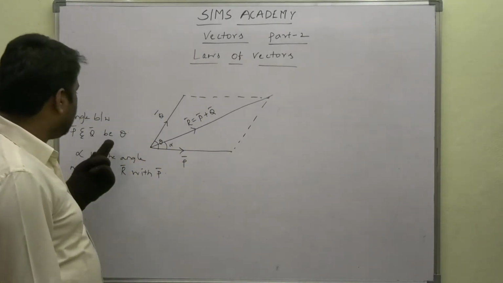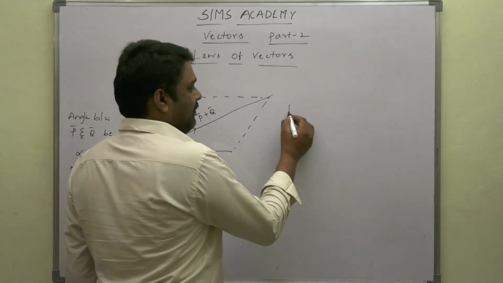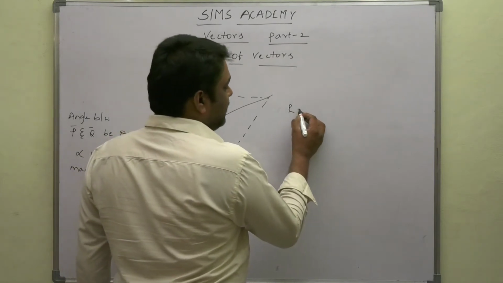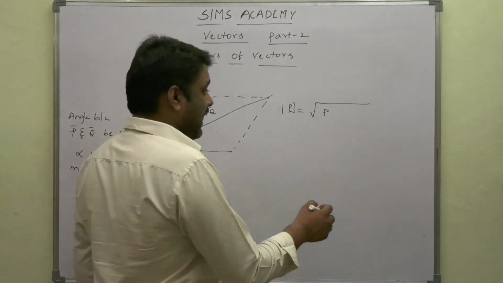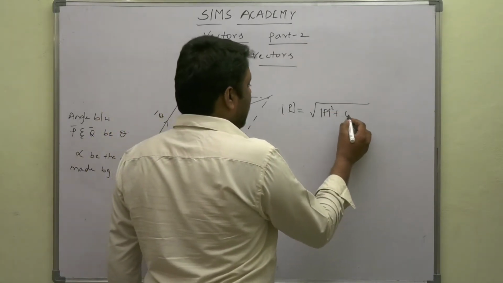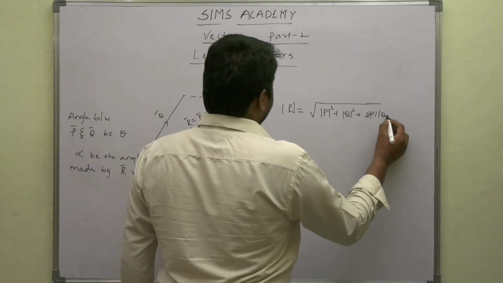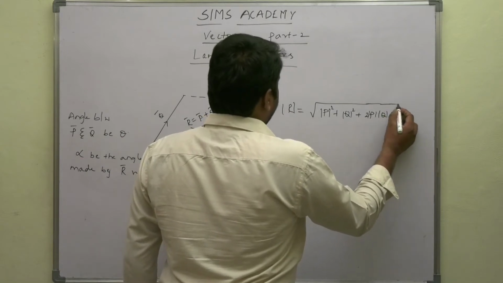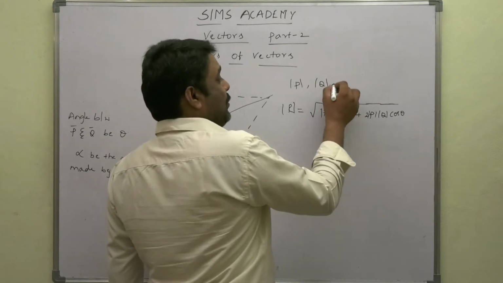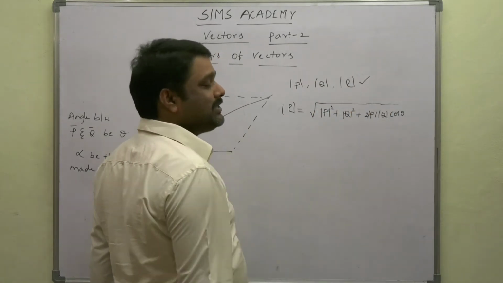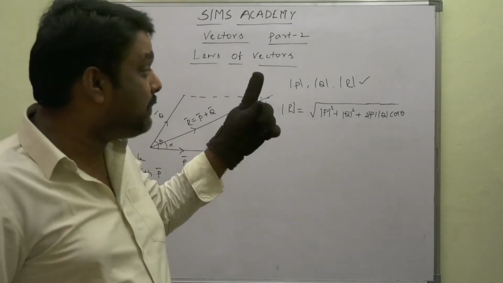Then what about the magnitude of the resultant? We have the derivation in our IPE. I am directly writing the formula. The magnitude of the resultant, modulus of R, is given by the square root of P square plus Q square plus 2 modulus of P into modulus of Q into cos theta. Modulus P, modulus Q and modulus R represent the magnitudes of the vectors P, Q and R respectively.